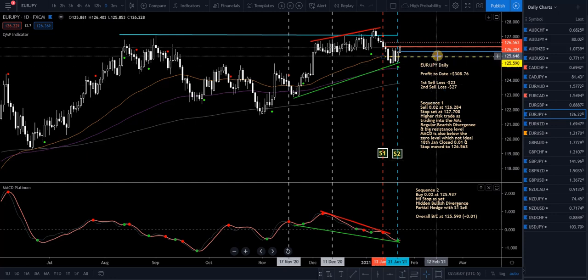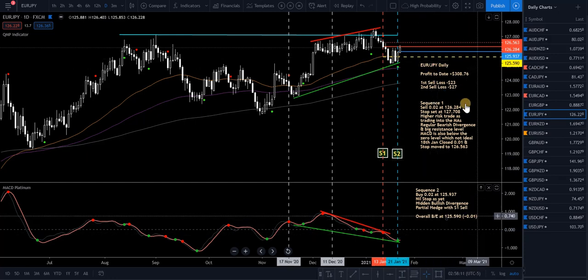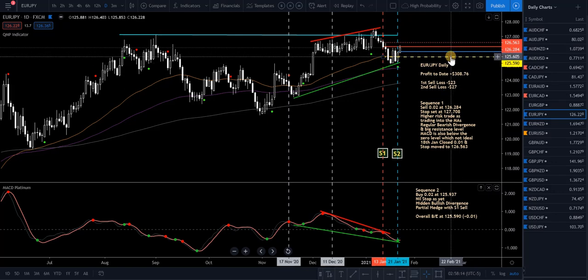MACD Platinum's below the 0 level. Overall break-even is the yellow line because it's positive, plus 0.01. As long as price remains above that yellow line, we'll profit on both trades.